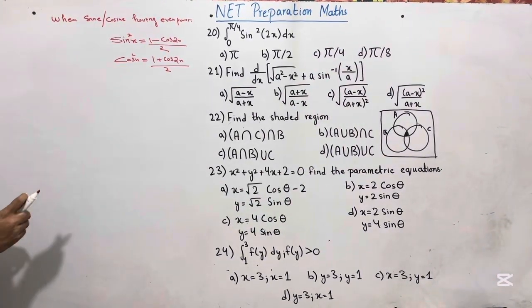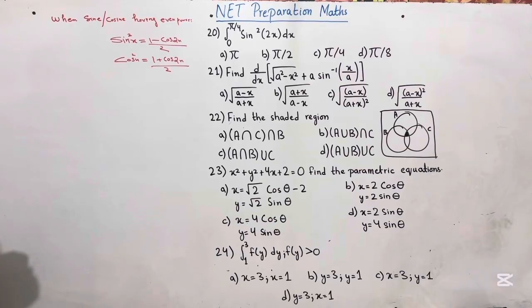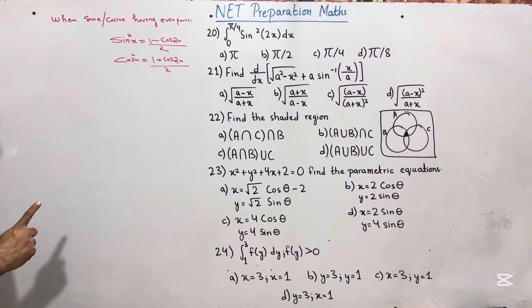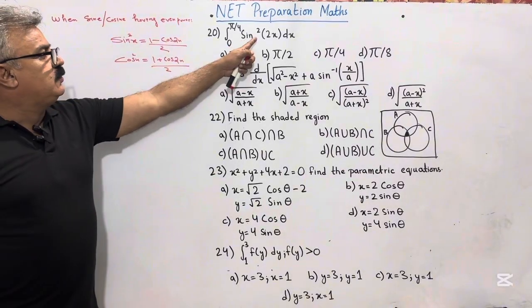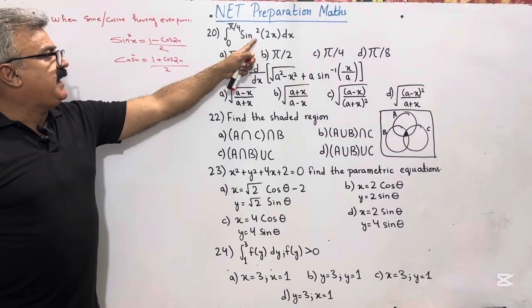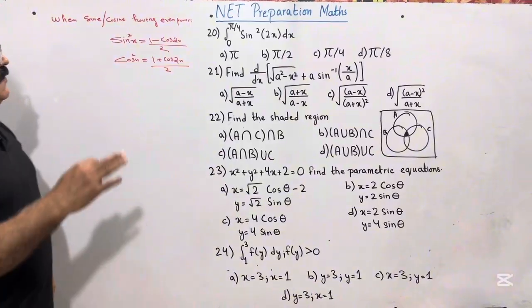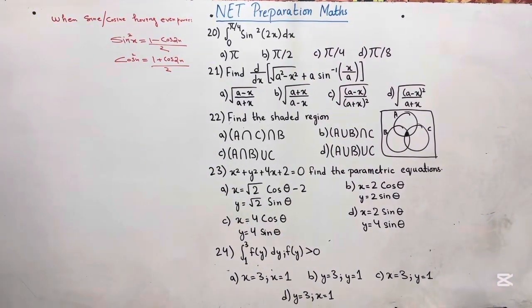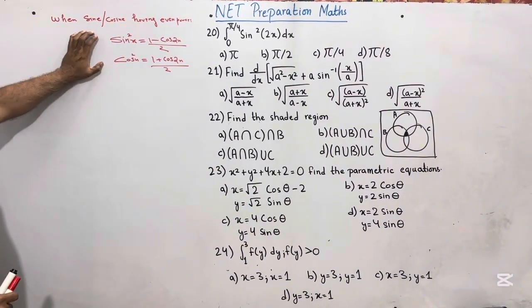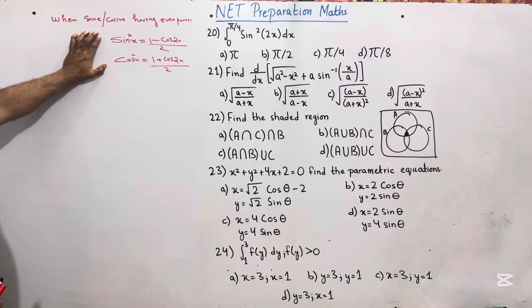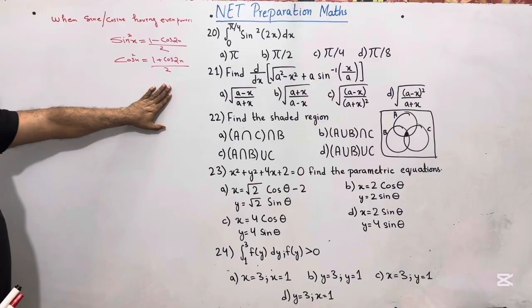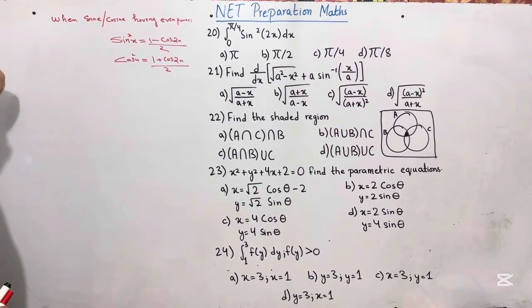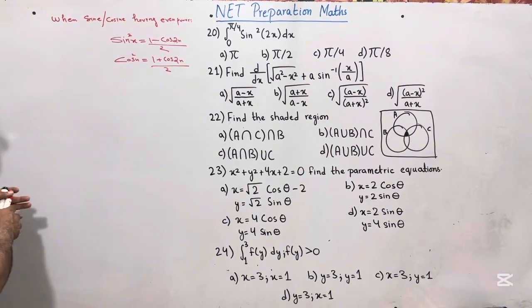When sine or cosine, or sine and cosine, have even powers, might be power 2, 4, 6, 8, 10 and so on, we utilize these two identities. Sine square x is equal to 1 minus cos 2x over 2 and cos square x is equal to 1 plus cos 2x over 2. Before solving this question, let's see a demo of this one.